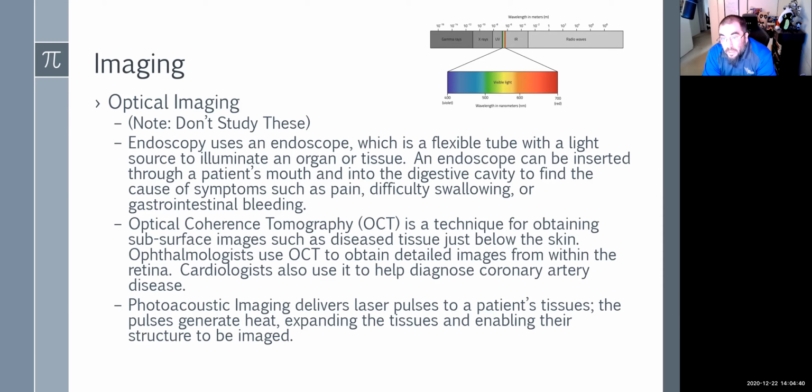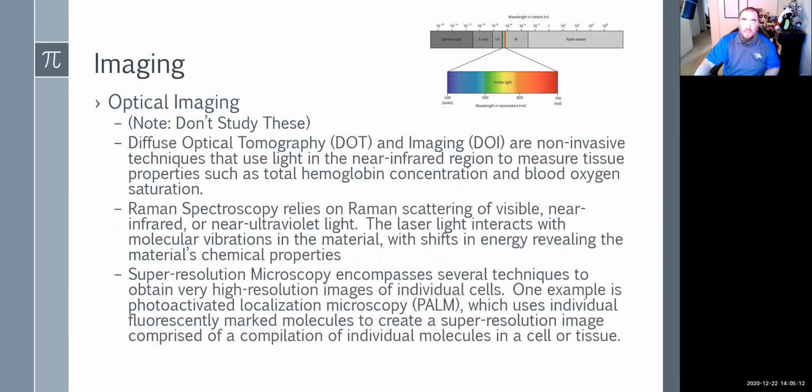OCT, or optical coherence tomography, is a technique for obtaining subsurface images such as diseased tissues just below the skin. This can be used in cases like ophthalmologists to look at the retina. Cardiologists also use it to diagnose coronary artery disease, and it can be used to detect skin cancer as well. So there are a couple different uses for that. There's photoacoustic imaging. It delivers a laser pulse to the patient's tissue. The pulse generates heat by expanding the tissue and enabling the structure to be imaged. So that's another method here with optical imaging.